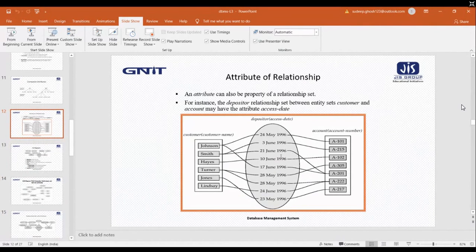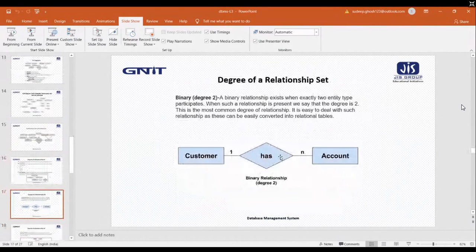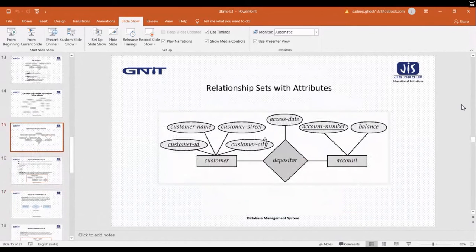Now, attribute of relationships. Till now, we have seen the attributes of entities. Now we will see the attribute of a relationship.